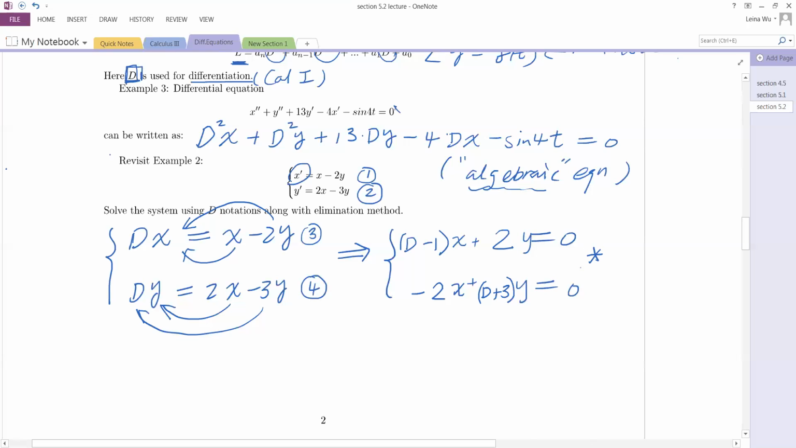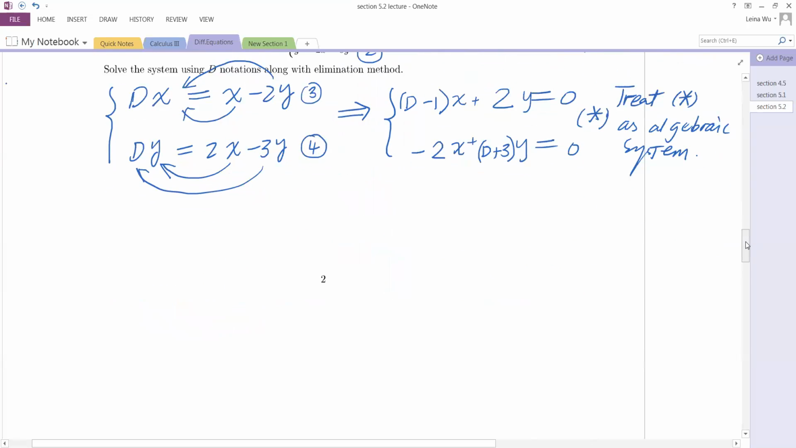Next, let's call this system star. We're going to treat system star as an algebraic system. So if you have such an algebraic system, how do we solve the system by using the elimination method?